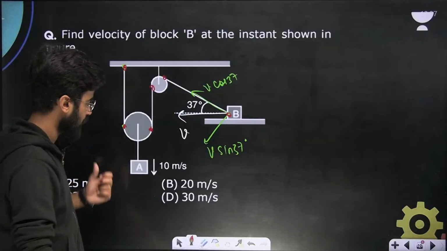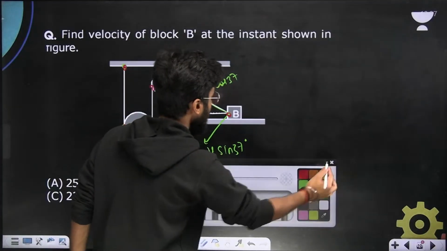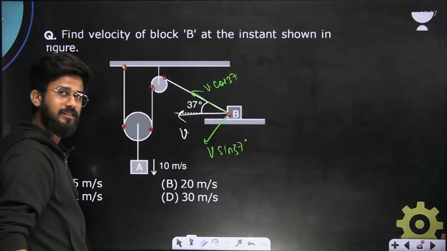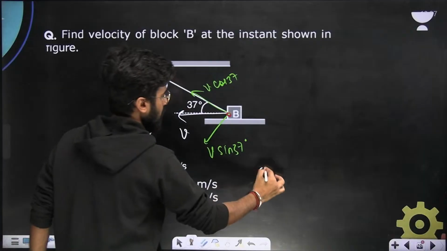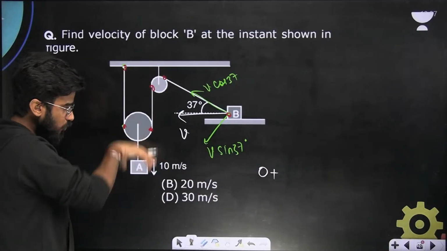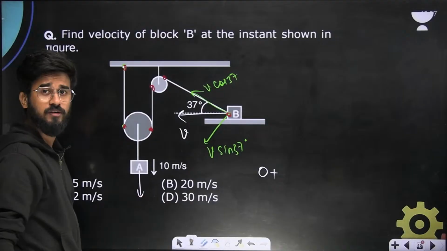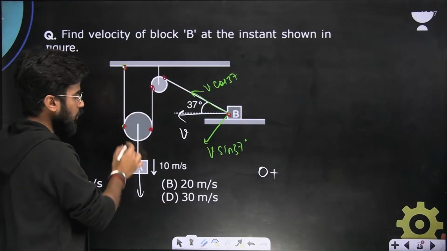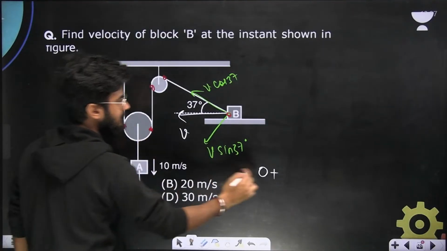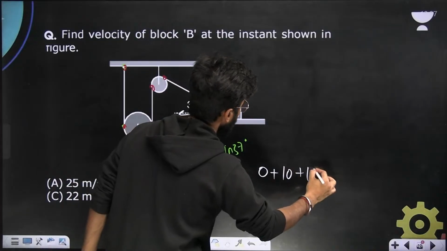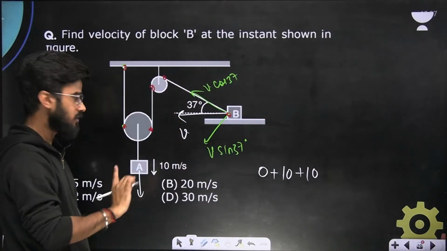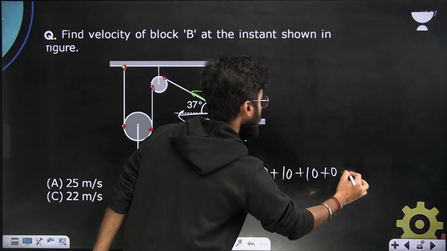Got it? Now just look at the motion of all the points. This point is at rest, means velocity is 0, plus this block is moving downwards. So this particular pulley is also moving in downward direction with velocity 10. So plus 10, plus 10. Okay. Now this pulley is fixed, 0, 0, 0, 0.